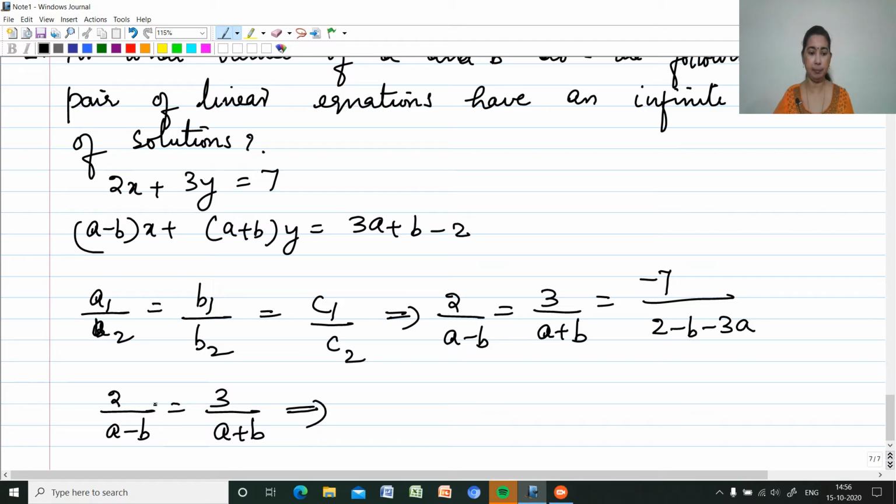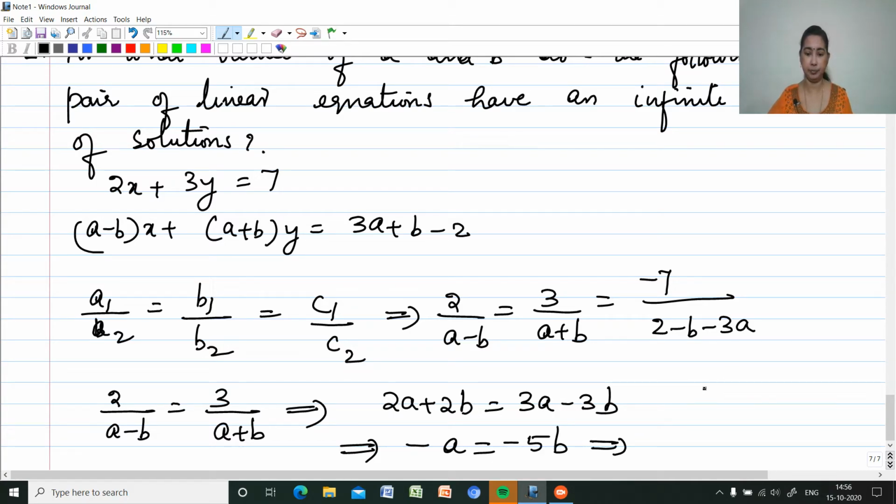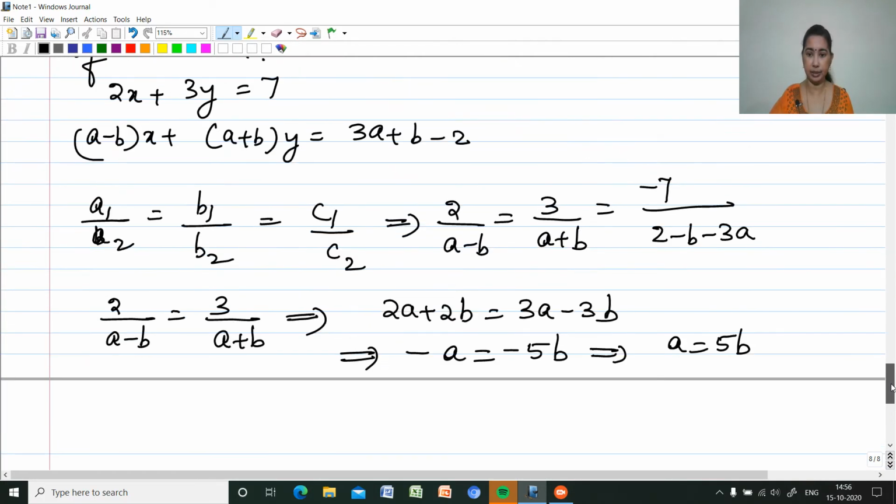Now cross multiplying, 2a plus 2b is equal to 3a minus 3b. Simplifying this, 2a minus 3a is minus a, equal to minus 3b minus 2b is minus 5b, or a is equal to 5b. One equation. We can find out the second equation from these two. We can simplify that too.